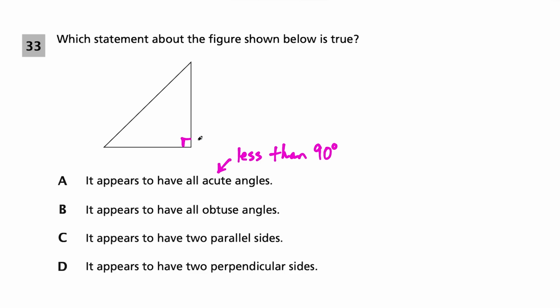So we can see here we have a right angle. This is a 90-degree angle. So choice A is not our answer because here's at least one angle that is not less than 90. Choice B, it appears to have all obtuse angles.